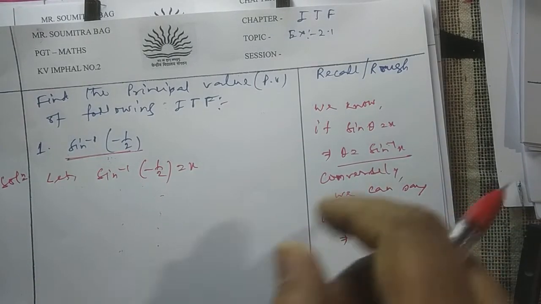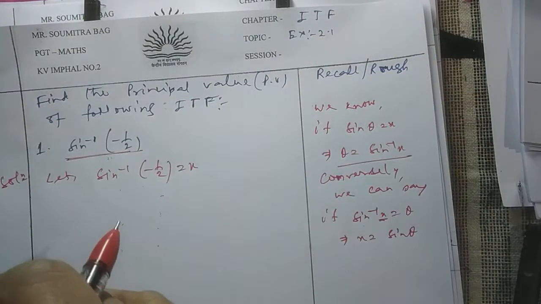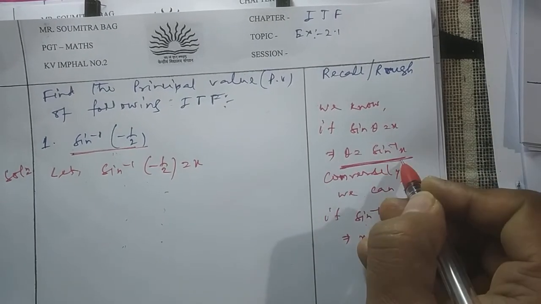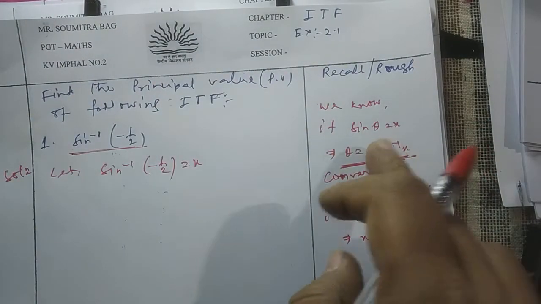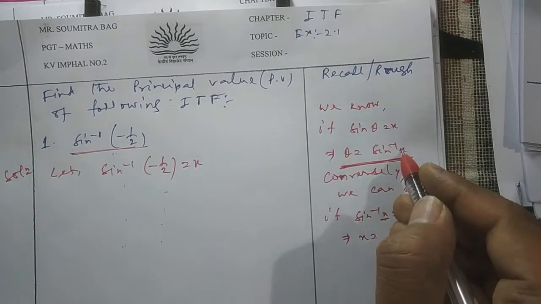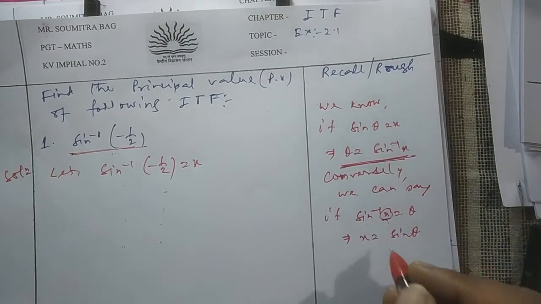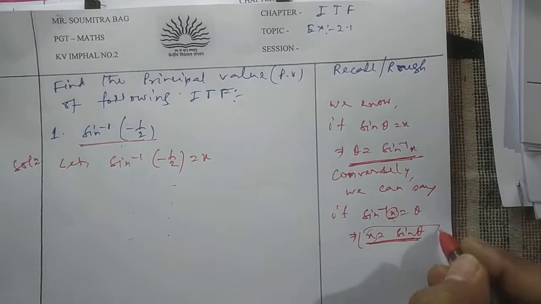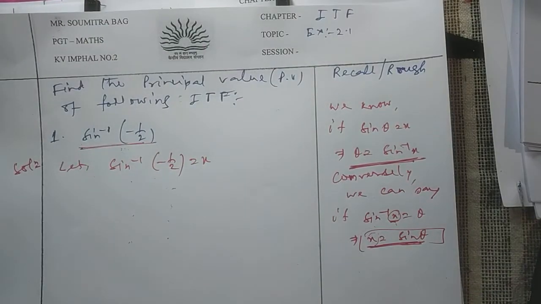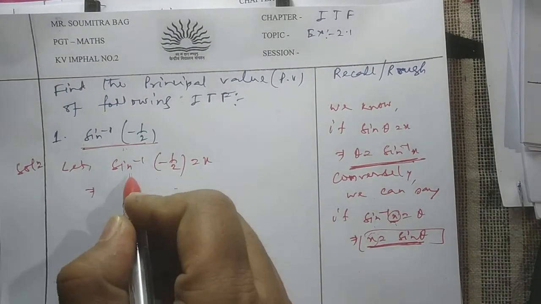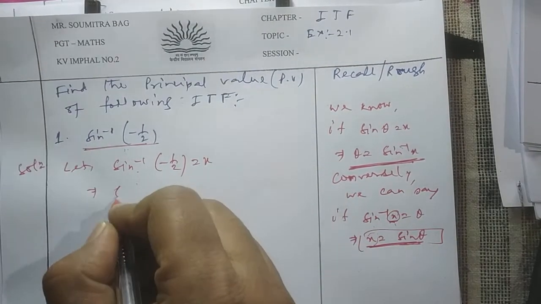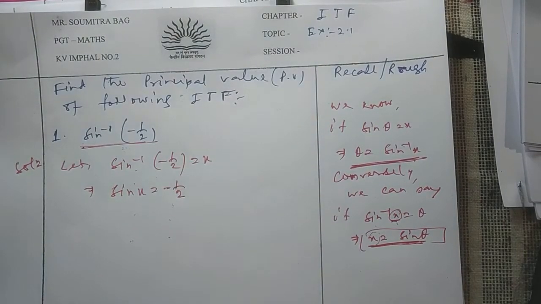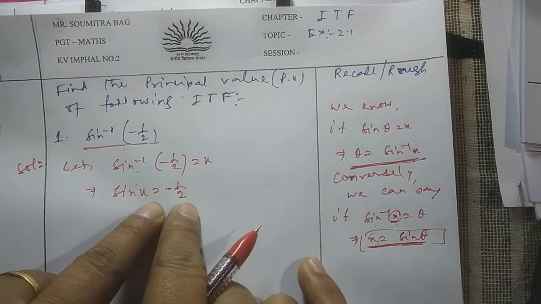Again, I am saying from the first. We know from the definition of the inverse ITF, if sin theta equal to x, then only theta will be sin inverse x. We knew it. From here, conversely, we can say if sin inverse x equal to theta, then only x will be sin theta. So finally, we have to use this concept here, correct? So here, sin inverse of minus half equal to x, then only sin x will be equal to minus half, correct? So finally, we have got sin x equal to minus half.